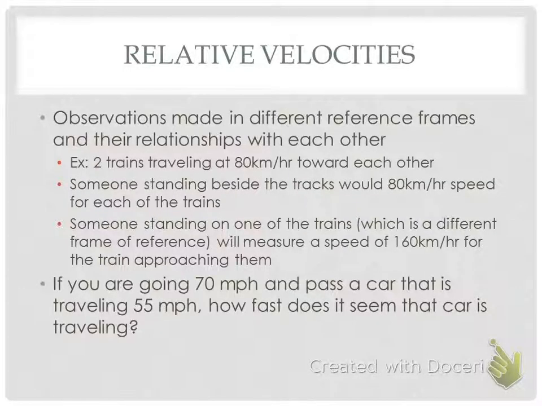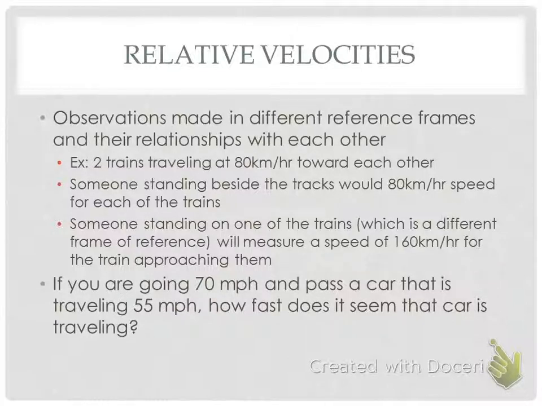Okay, so if I'm going 70 down the interstate and I pass a car that's going 55, how fast does it feel like I'm going to them? It seems like I'm only going maybe 15 miles an hour faster. Or if I'm the one traveling 55 and someone passes me going 70, it seems to me like they're traveling 15 miles per hour, because that's the difference between our two velocities. Does that kind of make sense?